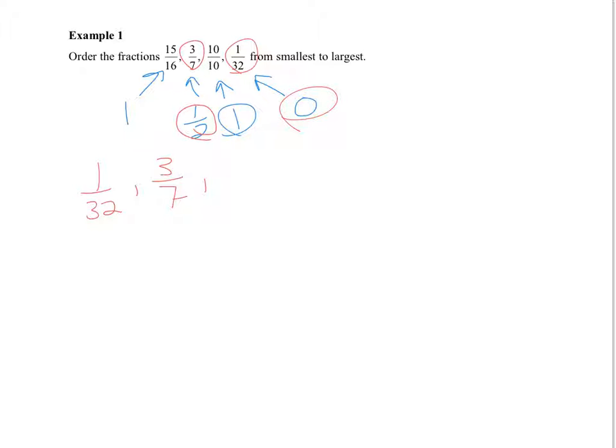Then, now trying to pick between these two, they're both 1s, right? But this one, if you think about it, that's a brownie pan with 16 brownies cut out, and 15 of them are shaded in, so you're still missing 1, whereas this one's cut into 10 and all 10 are still there. So this one has slightly more. Even though this one's close to 1, this one is exactly 1. That's why I put the circle around. So this one is smaller than 10 out of 10. So we're going to put 15 sixteenths over here, and then obviously the last one is 10 out of 10.